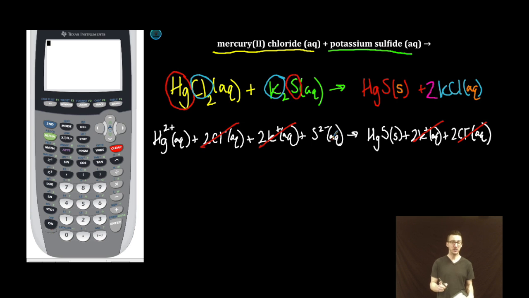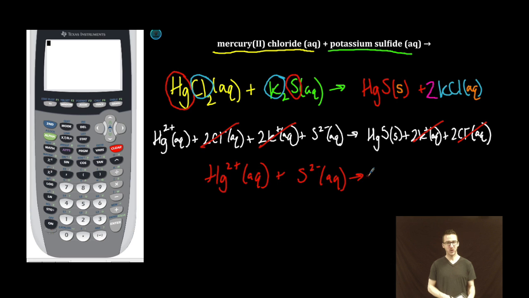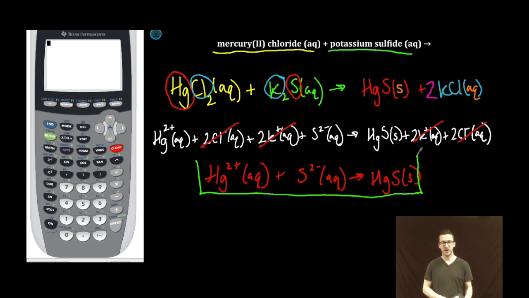So my final net ionic equation is simply going to illustrate or highlight the reaction between aqueous mercury 2 ions and aqueous sulfide ions to form the solid precipitate mercury 2 sulfide. This is my final net ionic equation.